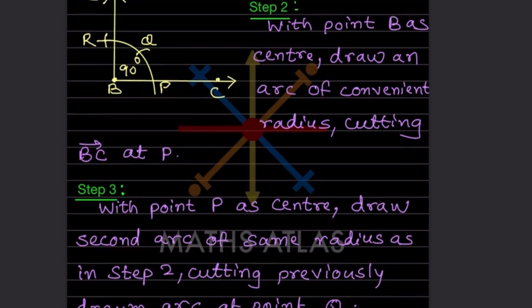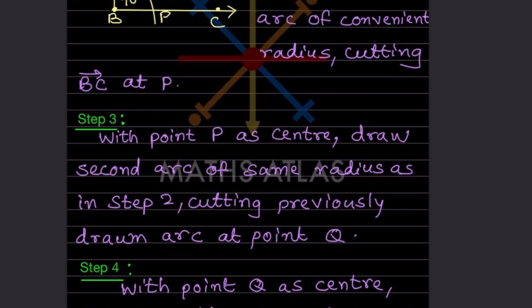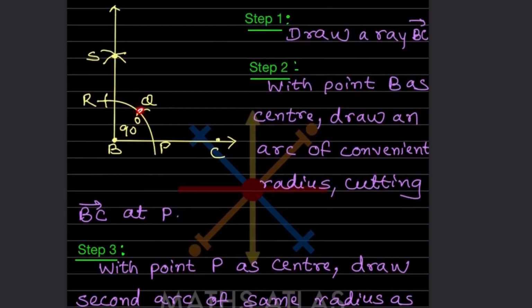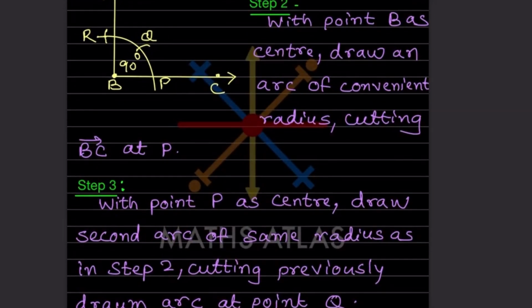With Q as center, again you are going to draw another arc of the same radius as in step 2. So you are not going to change the distance you took from here to here. See, from here you took the same distance, again from here to here you take the same distance, and you cut it over here. You mark this point, whatever you got after cutting, because this is extended, so there is one point over here that you have written as R.